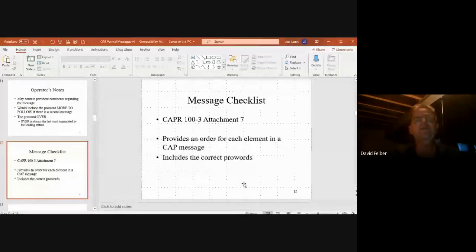And then the receiving station will acknowledge. If they need something repeated, they'll say again, or they'll say Roger. Sometimes you'll hear people give you the message, say Roger number 4, or Roger the message. It's usually best to say Roger message number 4. The message checklist in CAPR 100-3 attachment 7 provides an order for each element in a CAP message and includes the correct pro words. Pro words like break.